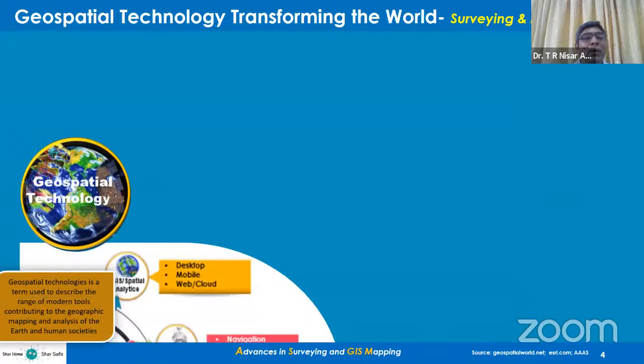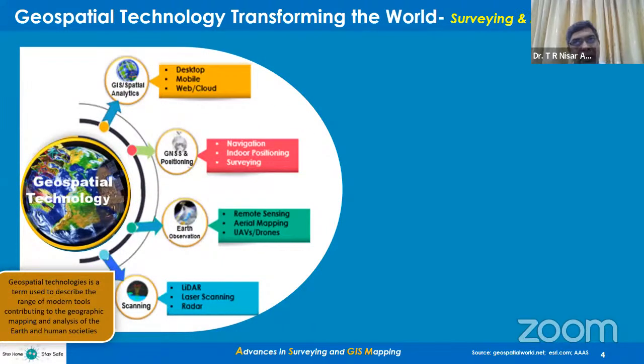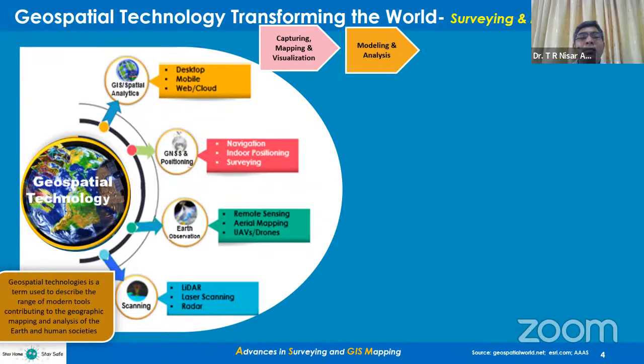So if you look into them one by one, first comes the GIS. That's what I was referring to. GIS is also called spatial analytics now, which can be accessed through desktop, mobile, web and cloud. When I started way back in 1985-86, or to be exact in 91, it was only the workstation or desktop version. The capability was limited to capturing data, mapping data, and visualizing data. With the advancement, modeling and analysis came. Now, because of the fourth industrial revolution, technologies related to IoT, sensors, and others make it possible to integrate a real-time system with GIS. That's what we call Geo-IoT.